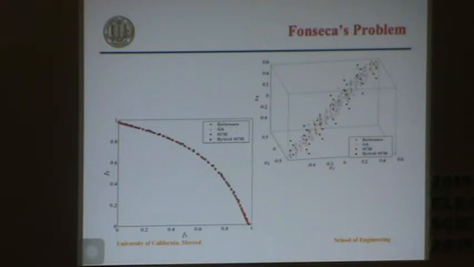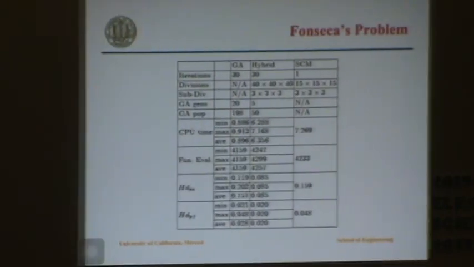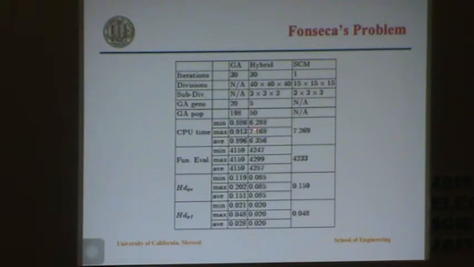They are all there. And what's important is the matrix of quantitative measures. Those are the number of subdivisions we use, if we use the cell mapping method. Those are the CPU times. Remember, we're using a MATLAB implementation, so it's not very fast. For example, the hybrid method actually takes like 7 seconds on average. Function evaluations are about the same, and then the Hausdorff distance is substantially improved with the hybrid method.